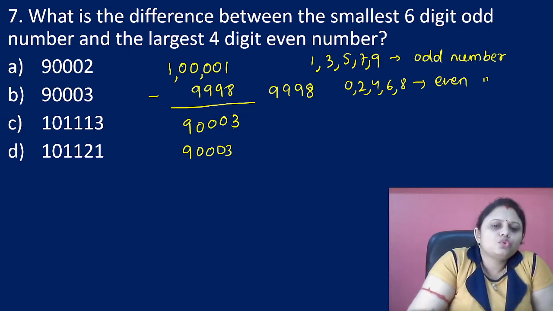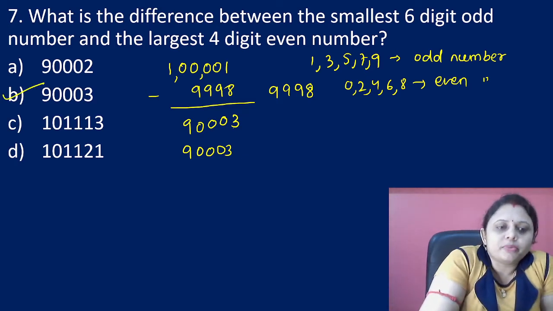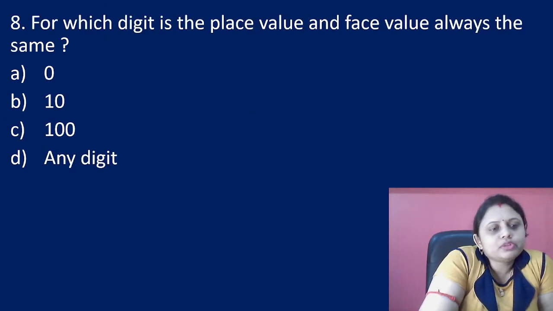Okay, so is this answer present? 90,003. Yes, it is present. Where is it present? It is present in option B. Okay, let's move to the next question.